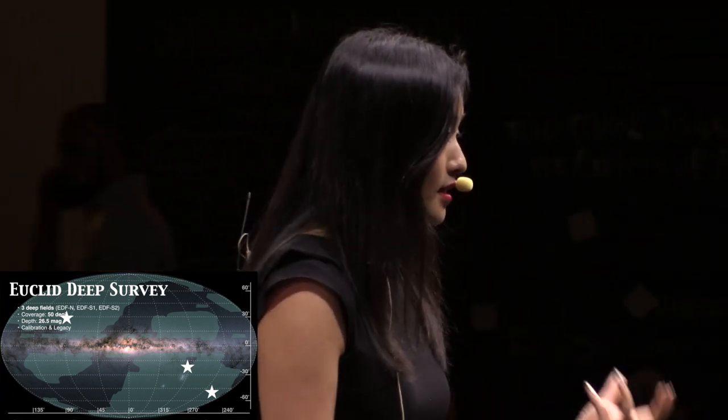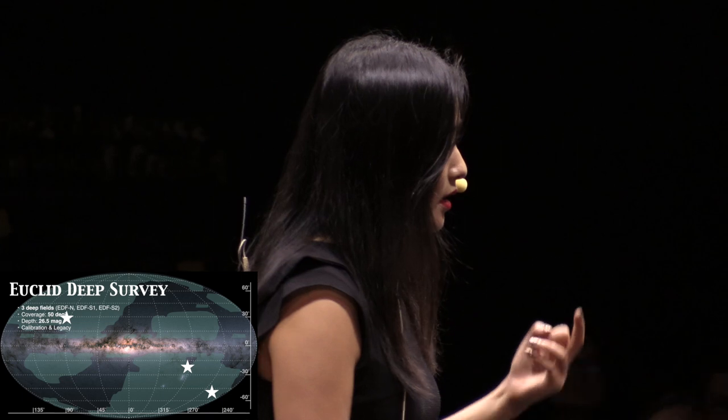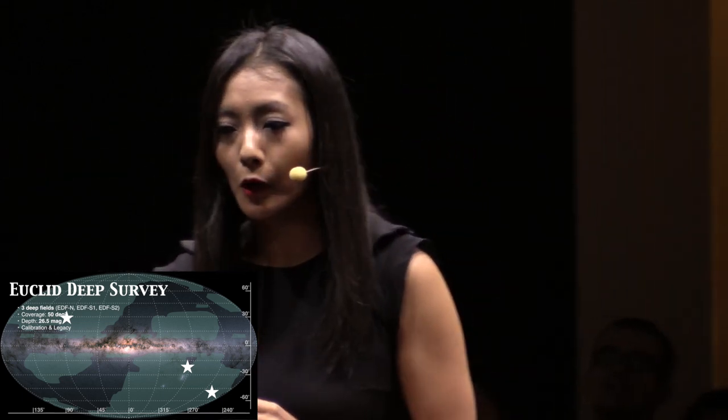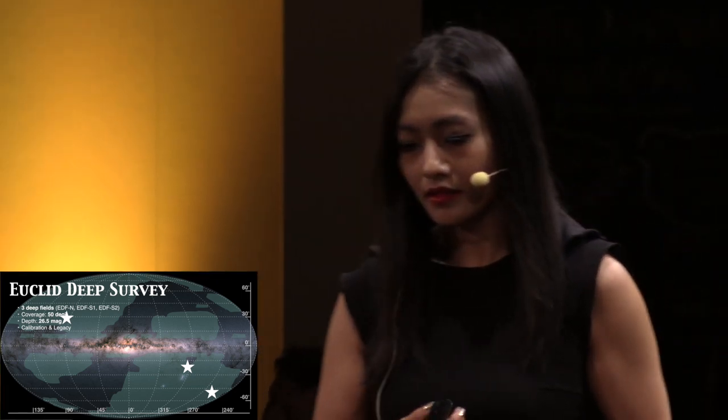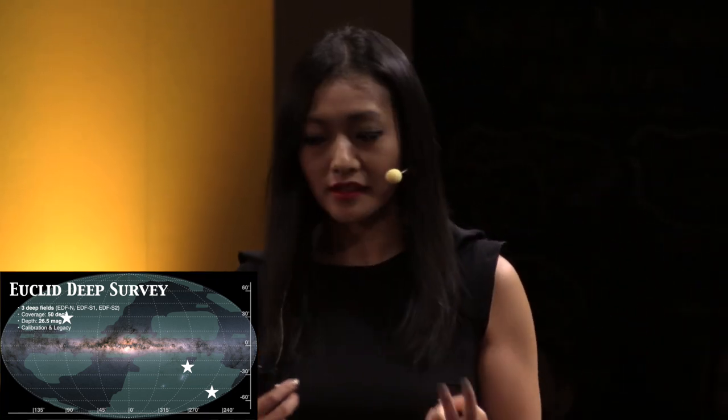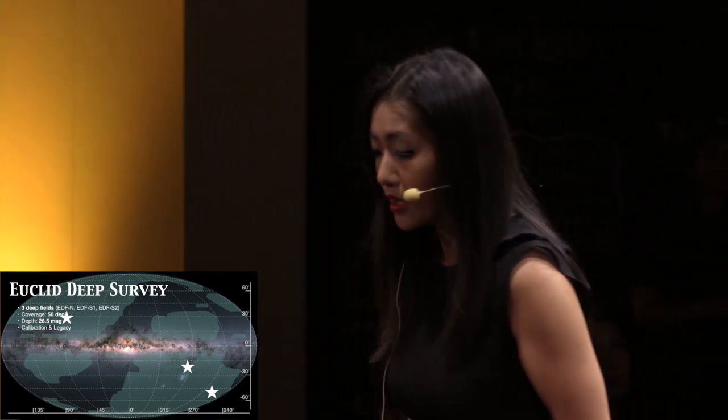It will also do some deep survey regions, 3 of them: the North Ecliptic Pole, the South Ecliptic Pole, and the Lockman Hole, where we have lots of multi-wavelength data. This is going to go 2 magnitudes deeper, and mostly for calibration purposes.